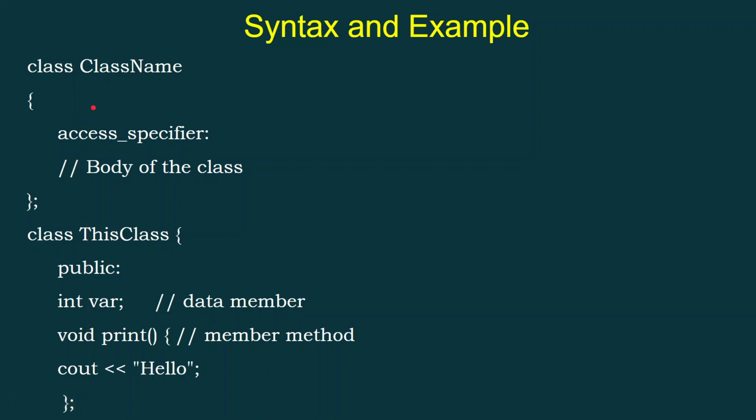So: class name, the access specifier, and the body of the class. That means the class, some class name, then give the specifier and declare some methods. Here only one variable is mentioned, we can give more variables also. Here one simple function is given, we can also give more methods, and you have to close it with the semicolon. After the closing brace, the semicolon should come. That is the syntax and example of your class.